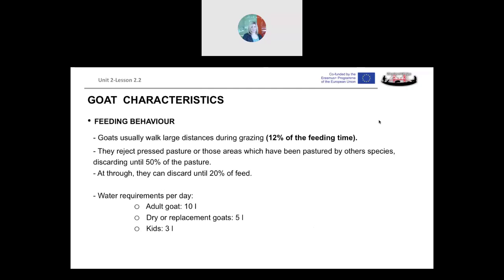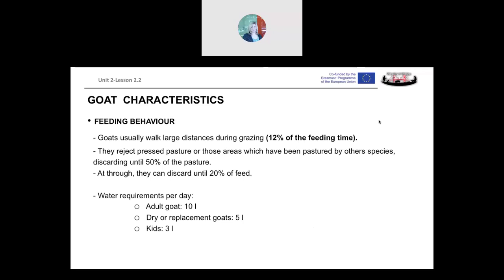Characteristics of the feeding behavior is that usually they walk large distances during grazing. We have also to take into account how much time they dedicate to it and not to walk. So this is important to know the use of the grazing by this kind of animal.